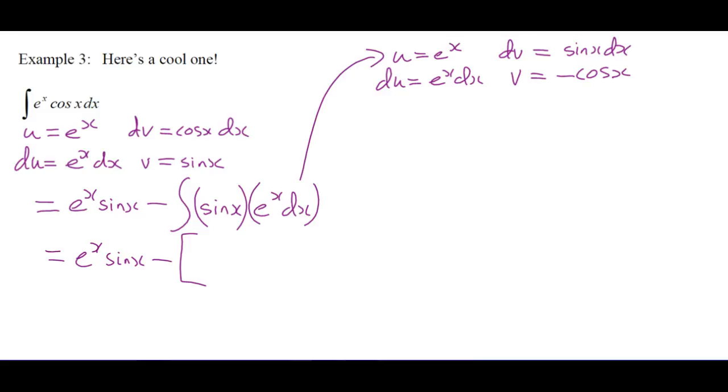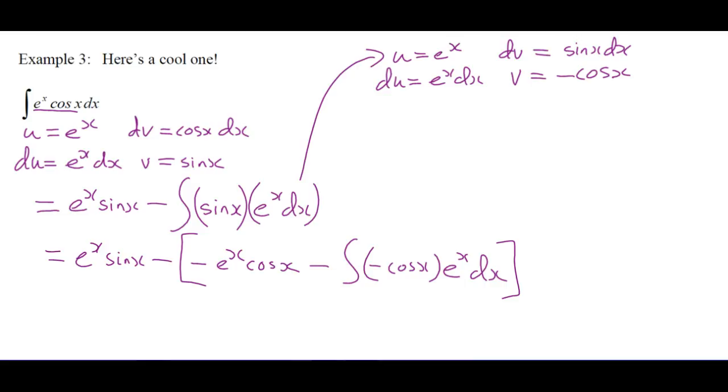So we're going to end up running in circles here, but what happens is actually kind of cool. So this is u times v, which is going to be negative e to the x cos x, u times v, minus the integral of v, so negative cos x, du, which is e to the x dx. And you say, you're going in circles, because look, you got e to the x cos x. You got e to the x cos x.